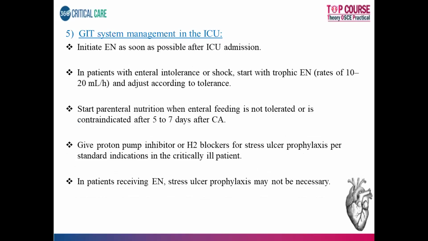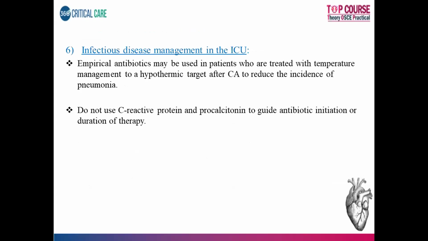Coming to the GIT system, you have to initiate the enteral feeds as soon as possible. Since post-cardiac arrest patients are usually on higher vasopressor support, initially start with trophic feeds and then adjust according to the tolerance. If they are not able to take enteral feeding, parenteral feeding should be initiated after 5 to 7 days. And stress ulcer prophylaxis with a proton pump inhibitor should be given in these patients. But if you start enteral nutrition, then you need not give stress ulcer prophylaxis.